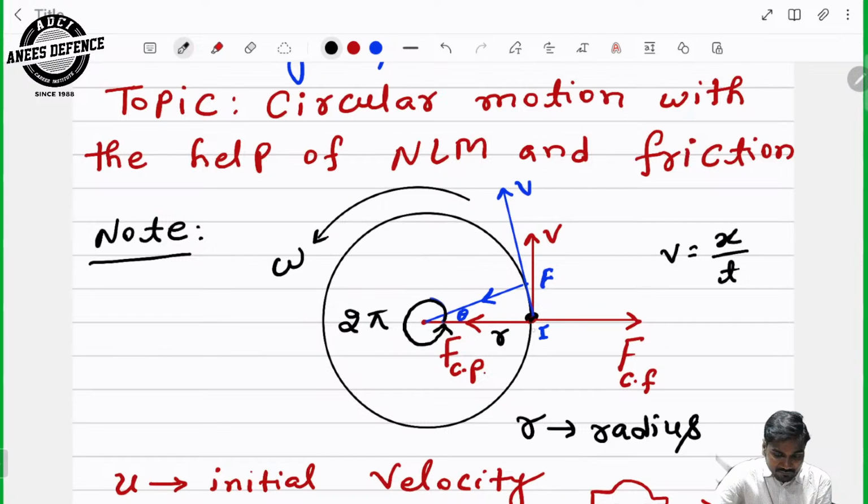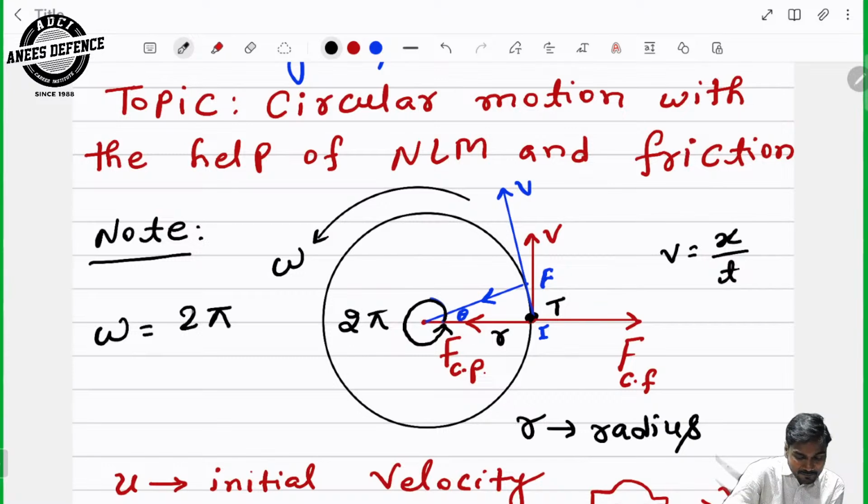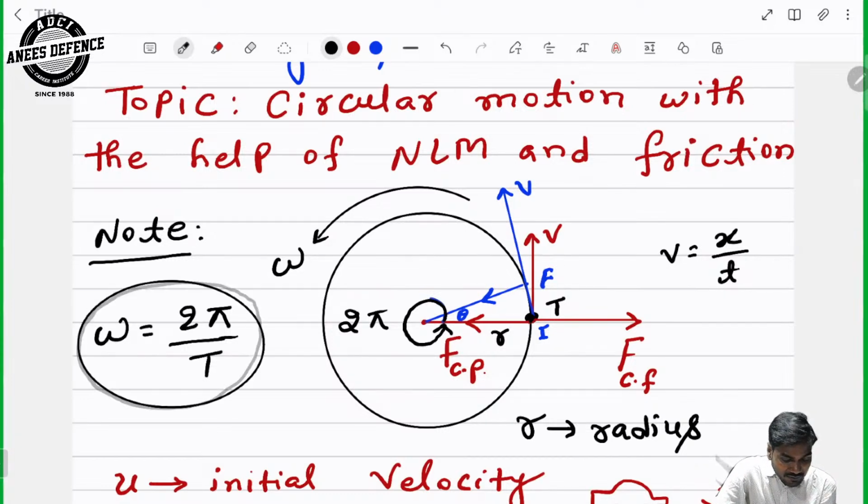Consider the initial position is this, and after completing one cycle, whatever time is taken by that object is known as the time period, denoted by capital T. So you have angular velocity omega, angular displacement 2 pi, and time taken to complete one cycle is capital T. Similarly, v will be replaced by omega, and x will be replaced by 2 pi, the angular displacement, and time is capital T. So omega is equal to 2 pi by T.